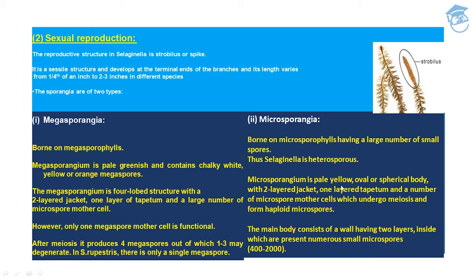Microsporangium is a pale yellow, oval or spherical body with a two-layered jacket, a one-layered tapetum and a number of microspore mother cells that undergo meiosis, and it forms haploid microspores. The main body of the microsporangia consists of a wall having two layers, inside which are present numerous small microspores, which are around 400 to 2000.